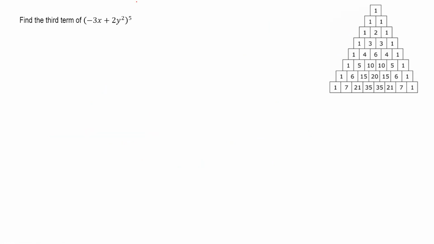Okay, so in this example, we want to find the third term of this binomial raised to the 5th power. So if we look at Pascal's triangle, we're going to look at this row. It's the 6th row. And we look at the row that's just one more than the power on our binomial, because the first row is the 0 row. All right, so we have 1, 5, 10, 10, 5, 1. If we want to find the third term, that's going to have coefficient 10, because that's the third space there. So that'll be our coefficient.